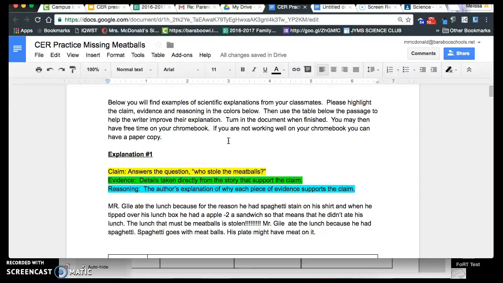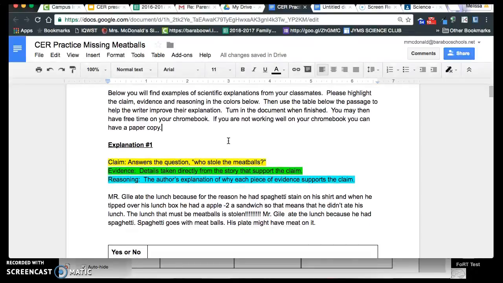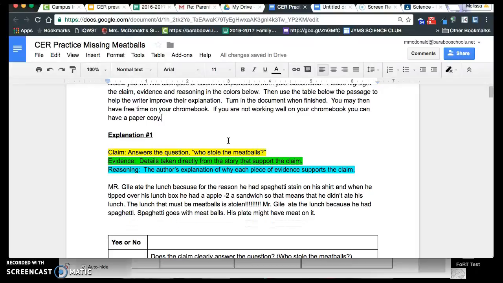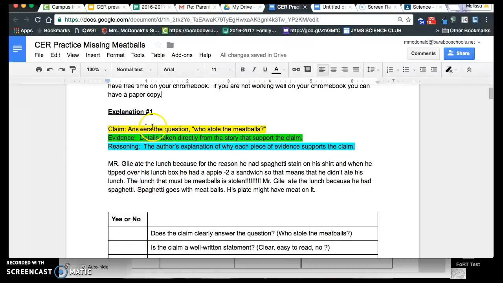Then use the table below the passage to help the writer improve their explanation. Turn in the document when finished. You may then have free time on your Chromebook. School appropriate free time, of course, that's not distracting to those around you. If you are not working well on your Chromebook, you can have a paper copy and use colored pencils rather than highlighters.